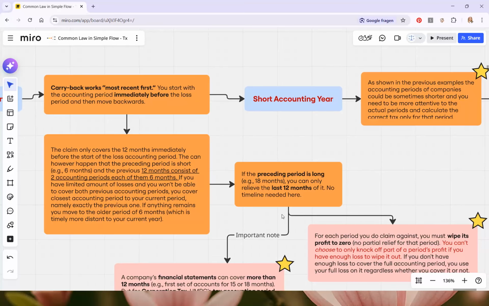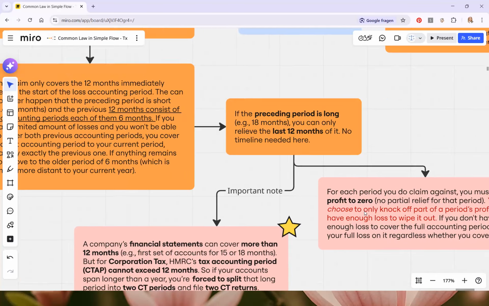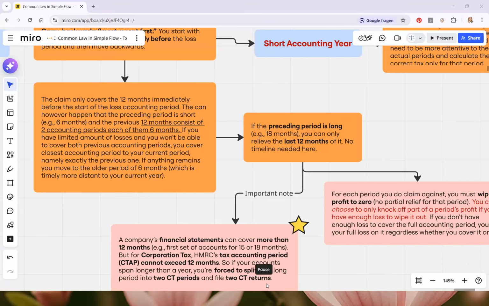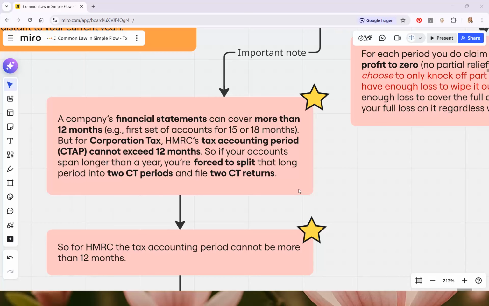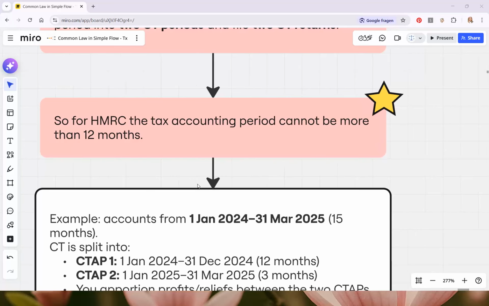So if the preceding period is long, for example 18 months, you can only relieve the last 12 months of it. No timeline needed here. An important note here is that a company's financial statements can cover more than 12 months, for example a first set of accounts for 15 or 18 months, but a corporation tax accounting period, CTAP, for HMRC cannot exceed 12 months. So if your accounts span longer than a year, you are forced to split that long period into 2 corporation tax periods and file 2 corporation tax returns. So for HMRC, the tax accounting period cannot be more than 12 months.